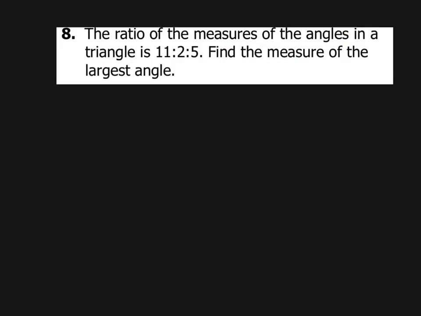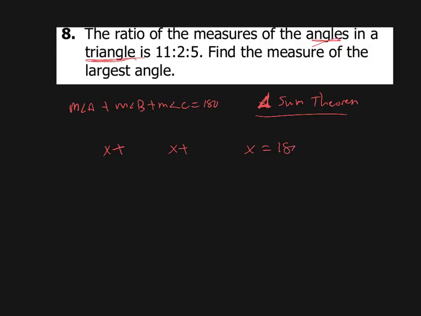Next, we have the ratio of the measures of the angles in a triangle. And now what do we know? The measure of angle A plus the measure of angle B plus the measure of angle C equals 180. That's our triangle sum theorem. That states that. So what do I know? I know that I had these three angles, and when I added them all together, I got 180 degrees.